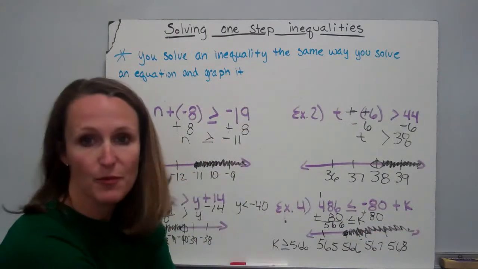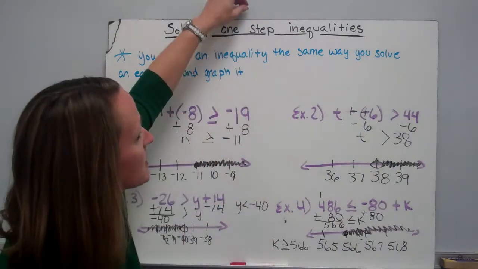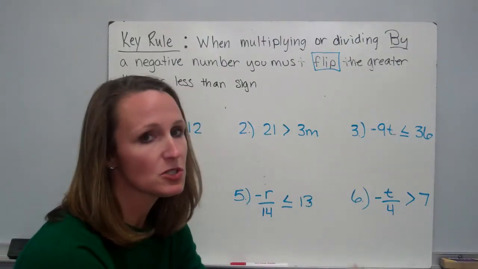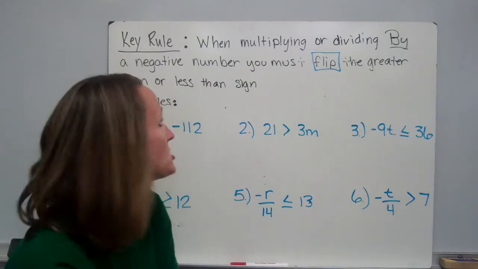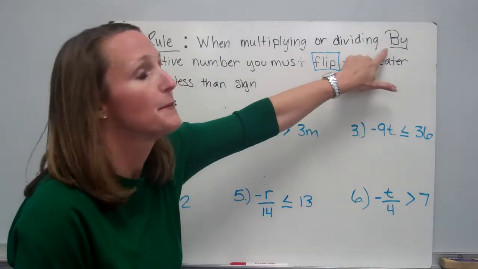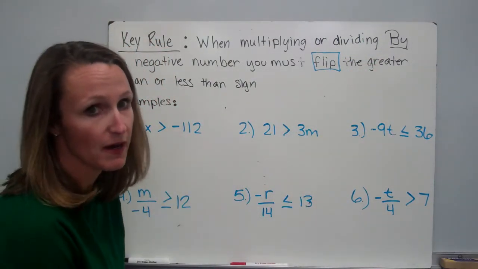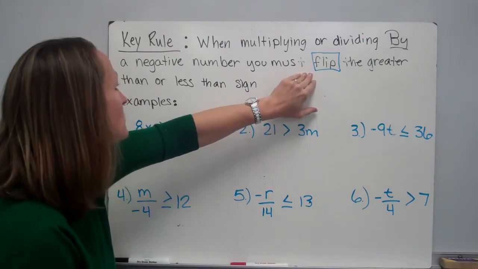Alright, so there's some examples of addition and subtraction problems using inequalities. What if I have multiplication and division? Well, you still solve it pretty much the same way as when you have an equation. But there's one more thing. When you multiply or divide by a negative number, meaning when the part that's with the variable is negative, you have to flip the greater than or less than sign.